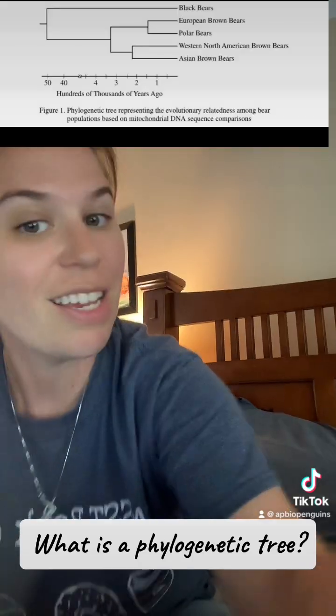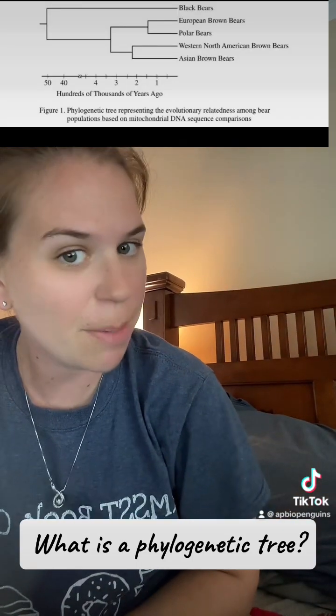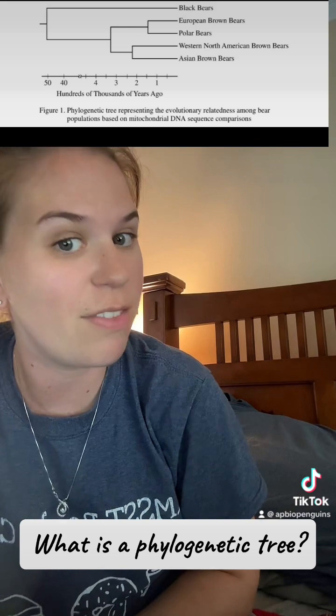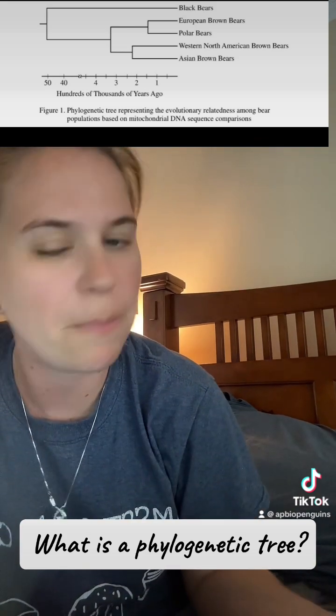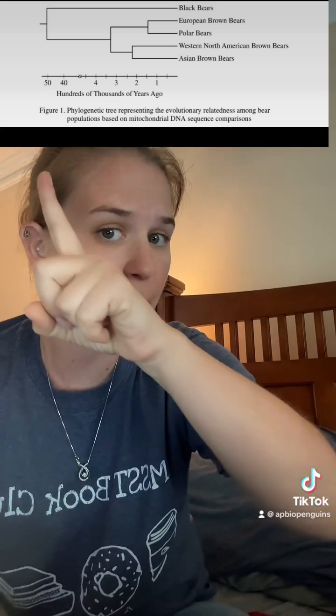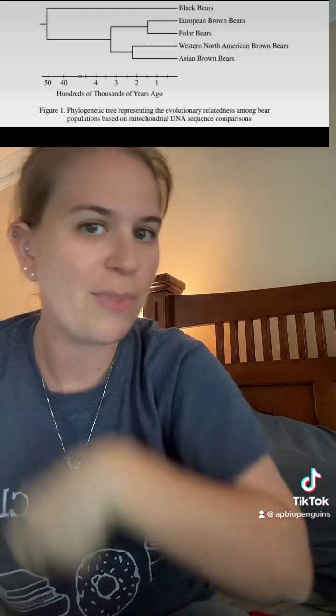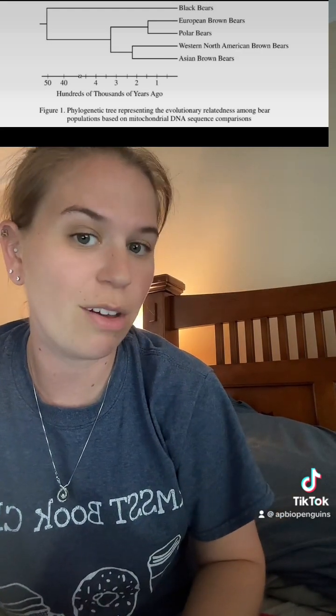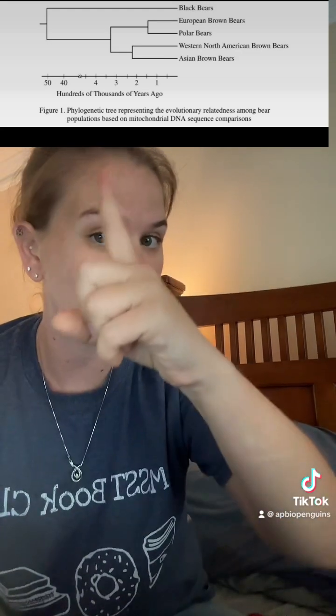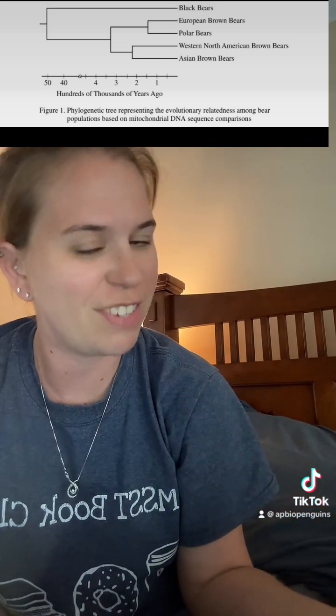What's up, AP Penguins? Topic 7.9 on phylogeny. There are two different types of evolutionary trees: phylogenetic trees and cladograms. Here is a phylogenetic tree. Oftentimes information is conveyed based on the length of the branch or the length of the line. You can see that the black bear diverged a long time ago, versus if you were to ask about where the common ancestor is of all the brown bears, it's going to be over here about 3.25 hundreds of thousands of years ago.